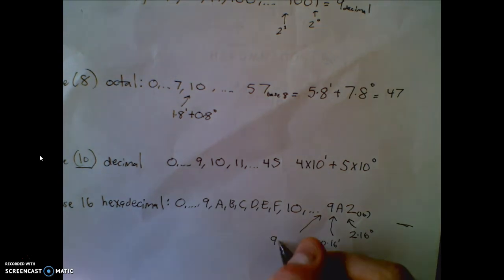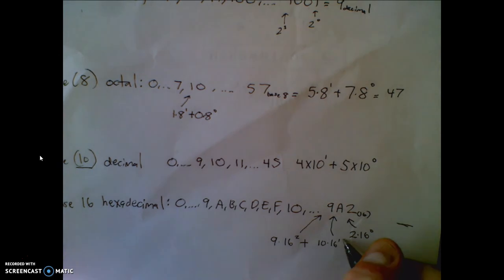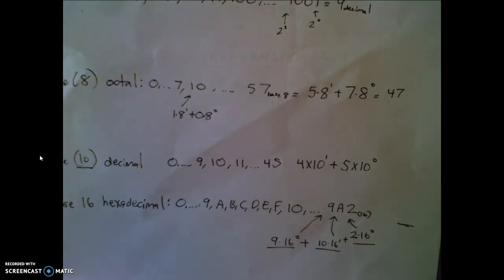A is basically our tens unit. So that's 10 times 16 to the first. And 9 would be 9 times 16 to the second. And when we add those up, I don't know what 9 times 256 is, but once we add these, that would be our equivalent in decimal.